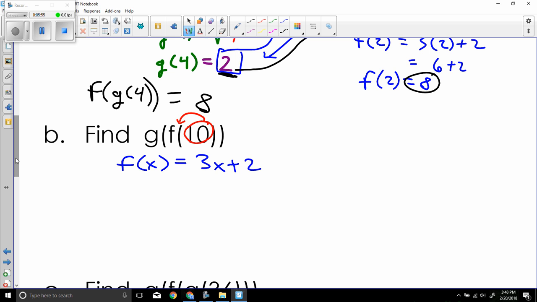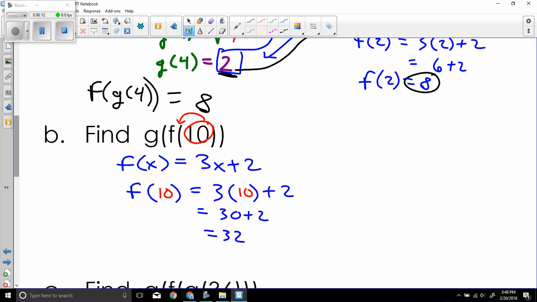Here I'm taking that 10, so it's f of 10 equals 3 times x. Well, we know what x is. That's going to be the 10. And if I work this thing through, I get 30 plus 2. Of course, we know that's 32. So f of 10 is 32.